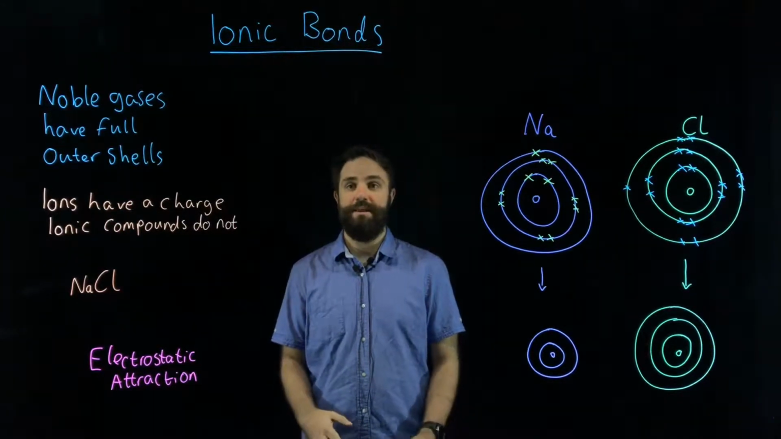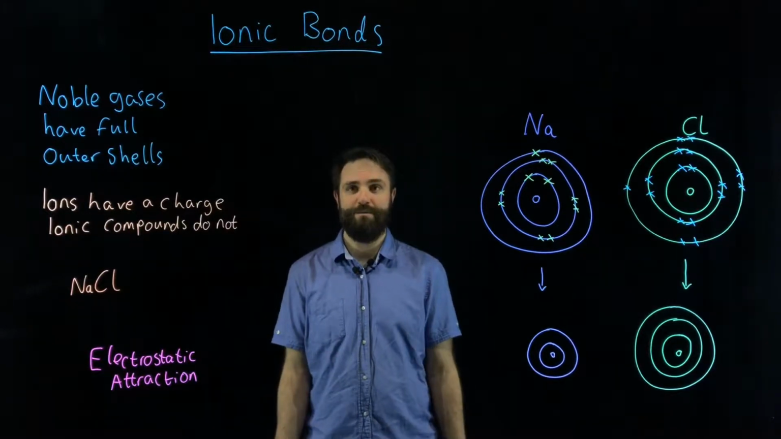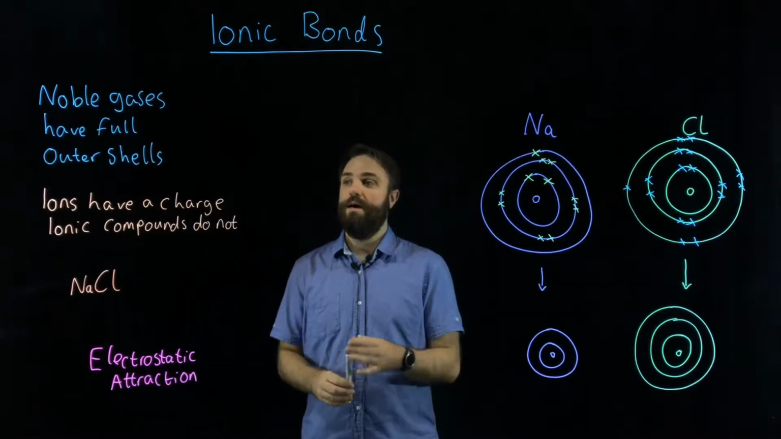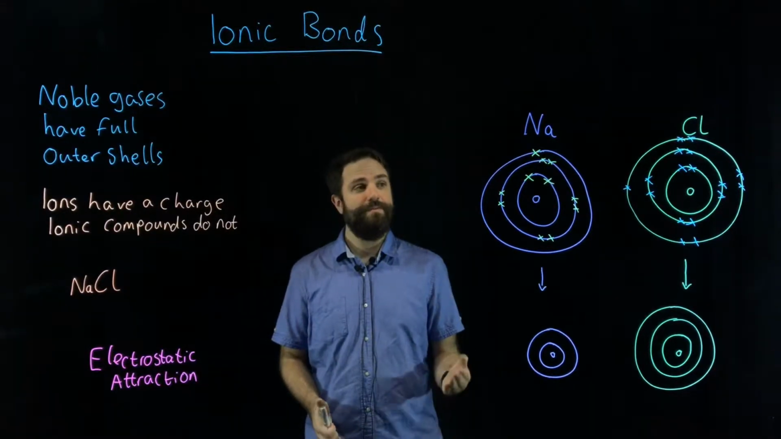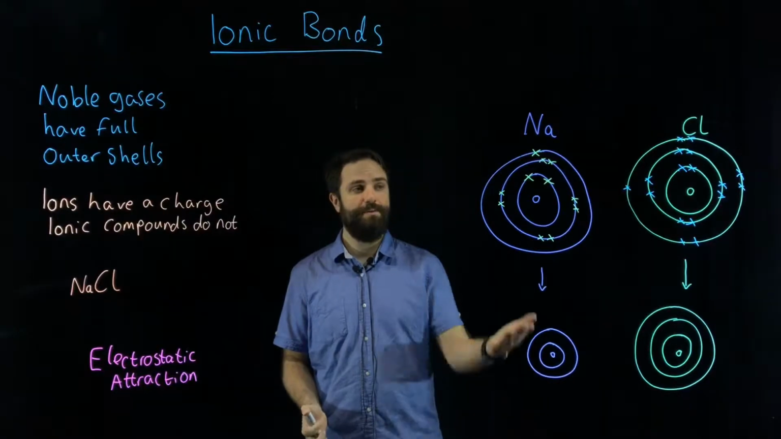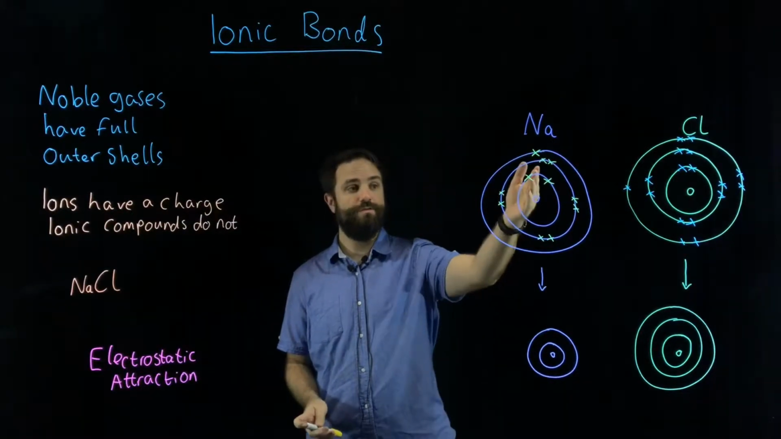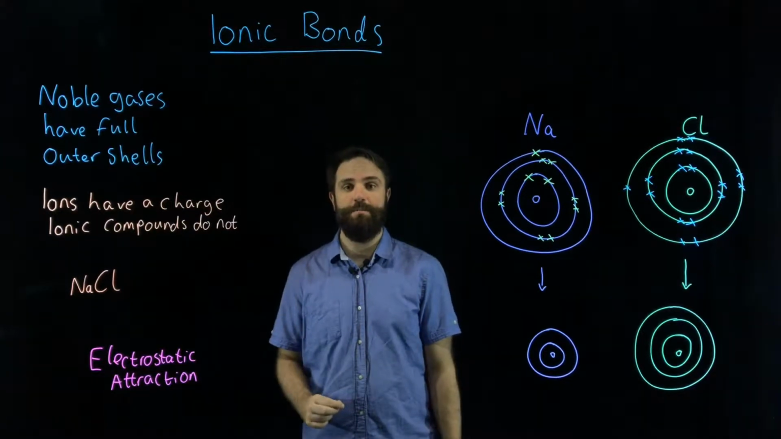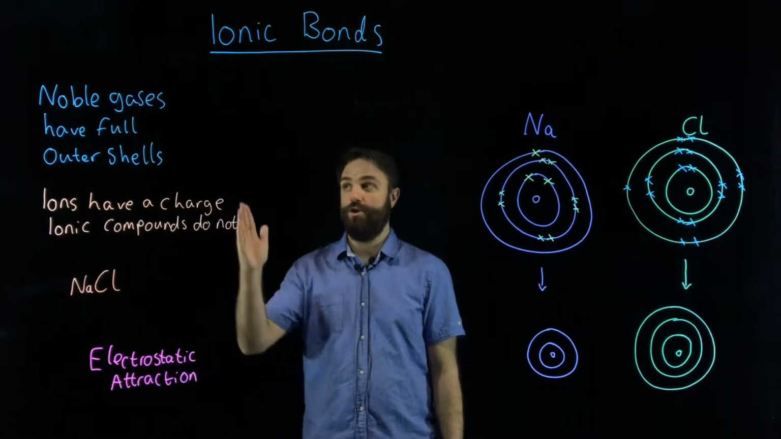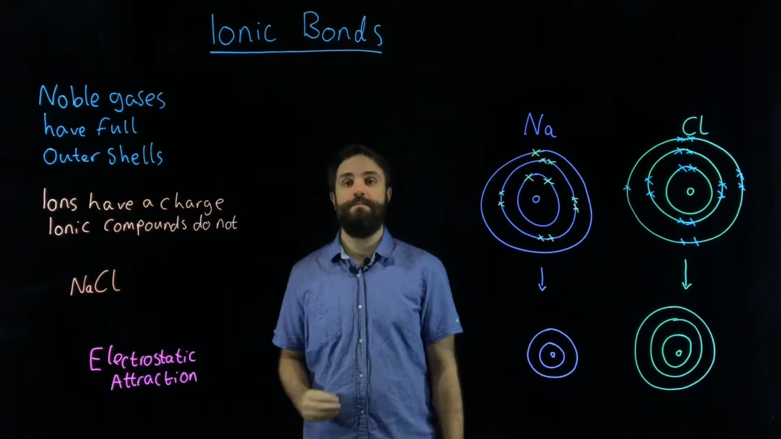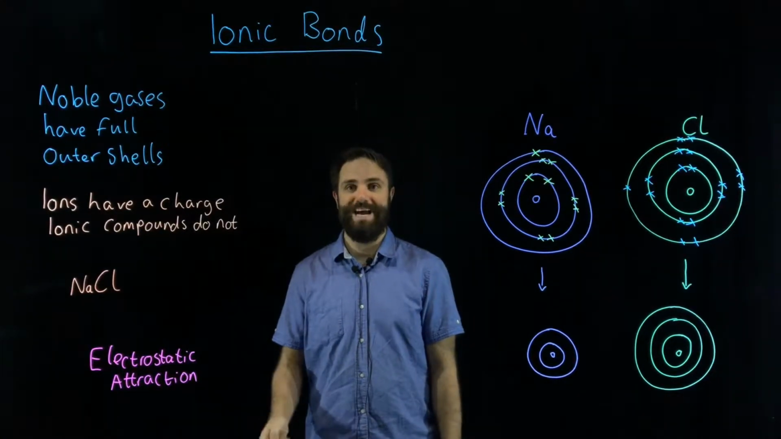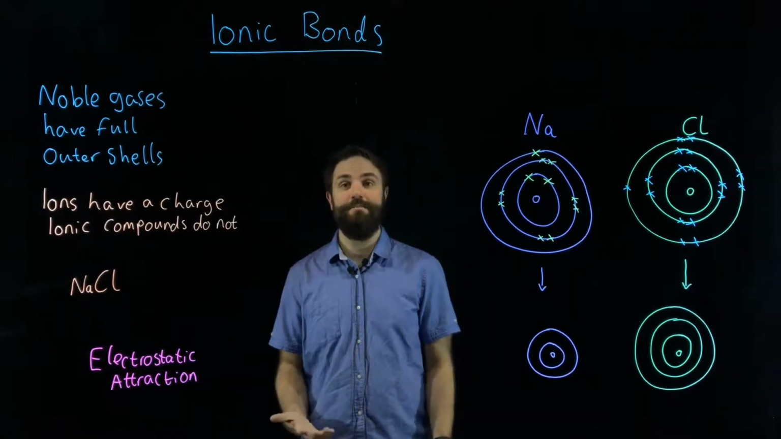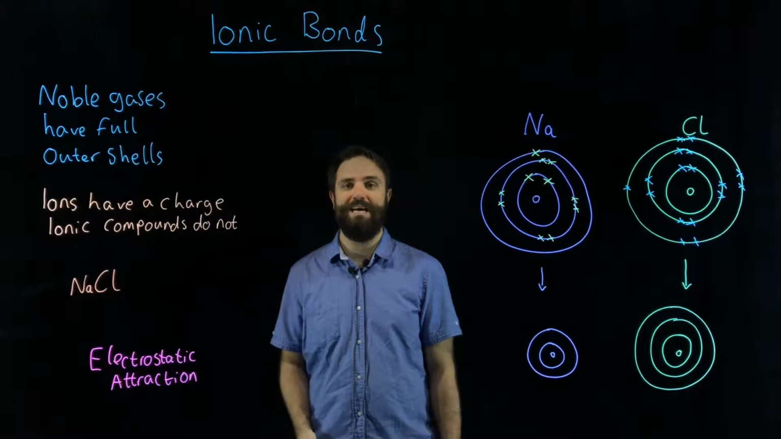It means that they're very happy how they are, they don't want to interact with anybody, thank you very much, they've got full outer shells, they like it. The other elements, however, don't have full outer shells. For example, sodium has an electron structure of 2, 8, 1, meaning that it has one electron in its outer shell. For all of the atoms that are not noble gases, this makes them unstable. It makes them reactive. And what they want out of life is to become stable. They want to mimic the noble gases.